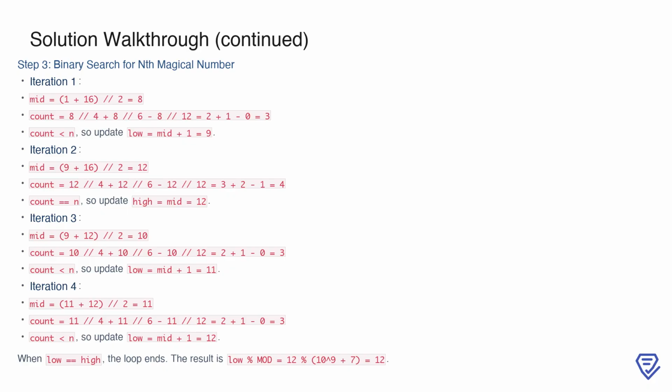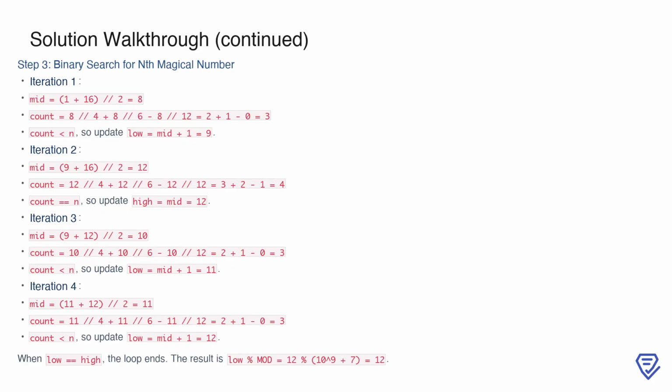In the fourth iteration, the midpoint becomes (11 plus 12) divided by 2, which equals 11. Counting up to 11, we compute 11 divided by 4, plus 11 divided by 6, minus 11 divided by 12, yielding 2 plus 1 minus 0, for a total of 3. Again, the count is less than n, so we update the low bound to 12.